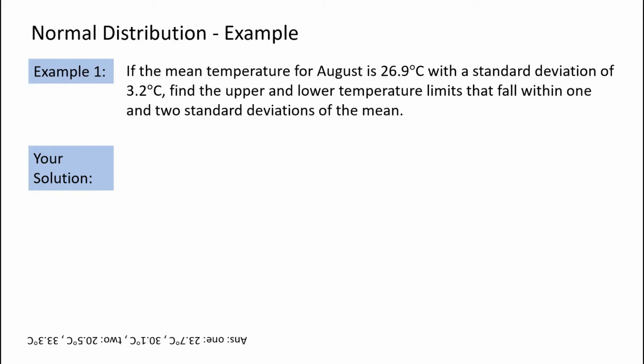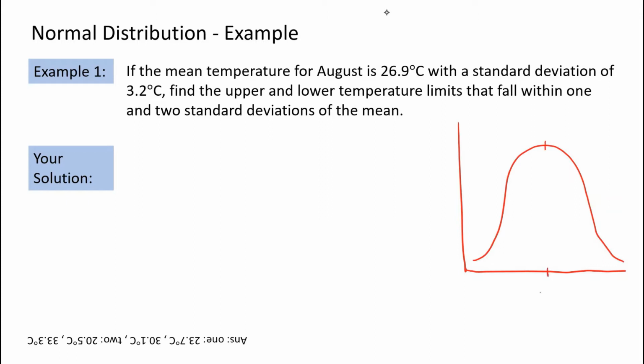So let's look at an example of what that means. If the mean temperature for August is 26.9 degrees Celsius with a standard deviation of 3.2 degrees Celsius, find the upper and lower temperature limits that fall within 1 and 2 standard deviations of the mean. So if it helps you to visualize this, I'm going to draw a graph here. Okay, and we're going to have our normal bell curve. That's a normal distribution. And remember, the center point of it is our mean, mu. Our mean here was given as 26.9 degrees C. Our standard deviation, sigma, is 3.2 degrees C.